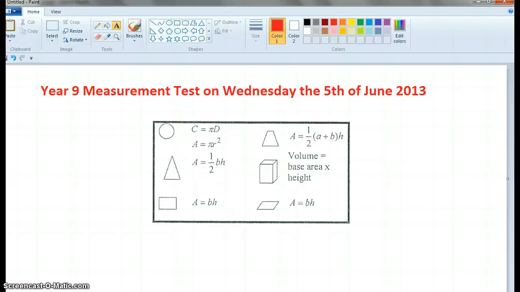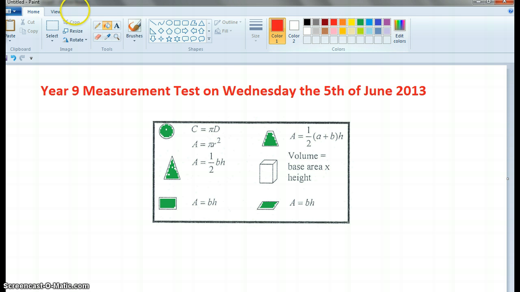Okay, so your test is Wednesday the 5th of June, so you've got 1 week to prepare. So far, we have done, very briefly, area of circles and circumference of circles, so those are the two formulas. We've done area of triangles. The perimeter of the triangle, you just add up those three lengths if you're given them. We have done area of rectangles. We've done area of trapeziums and area of parallelograms.